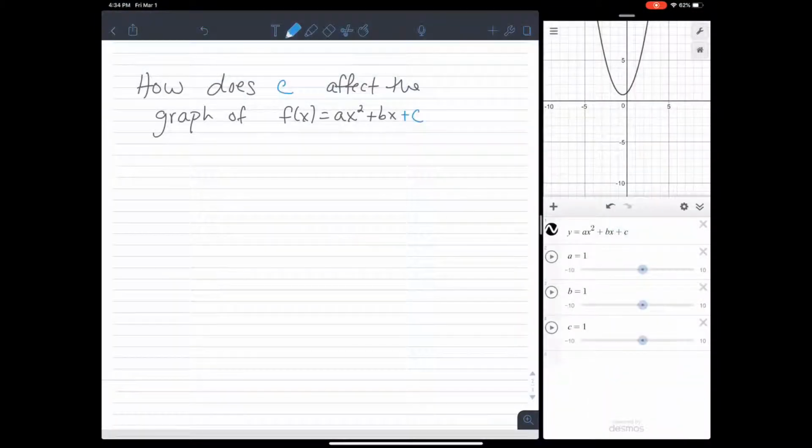So the goal for today in this video is we're going to describe how the letter c affects the graph of ax squared plus bx plus c. So we know this is a quadratic function. We know it's going to make a U-shaped graph. Our question is, if I change this letter at the end, what is it going to do to my graph?